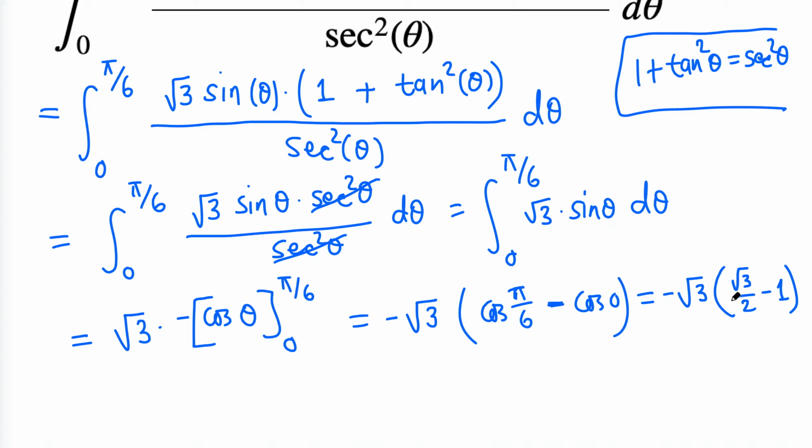So the best you can do is just distribute. This is negative root 3 times root 3 over 2. Root 3 times root 3 on the top is root 9, which is 3. So this is negative 3 over 2, and then minus times negative, so plus, root 3 times 1 is root 3. Okay, final: negative 3 halves plus root 3.